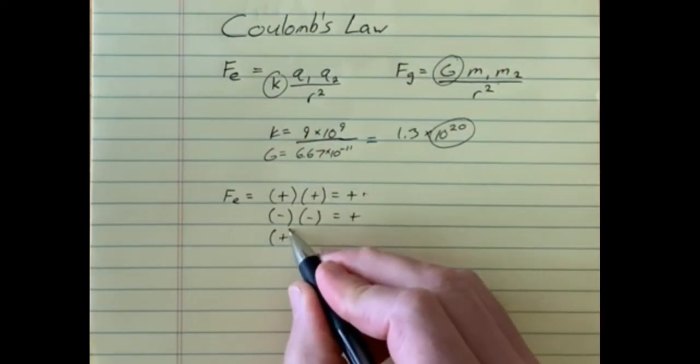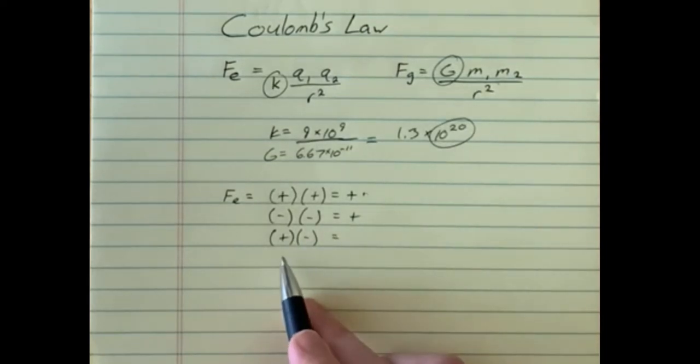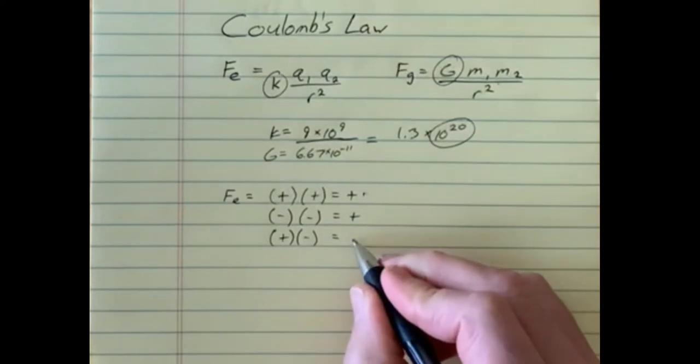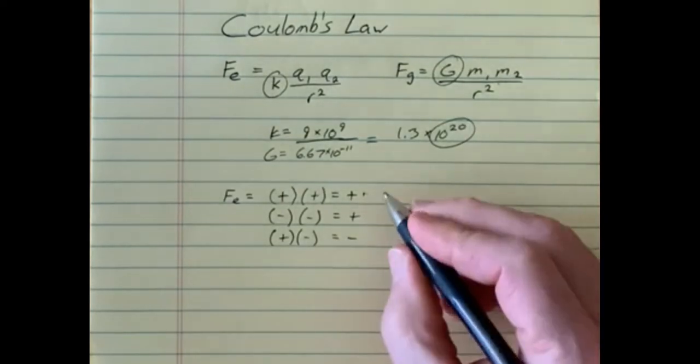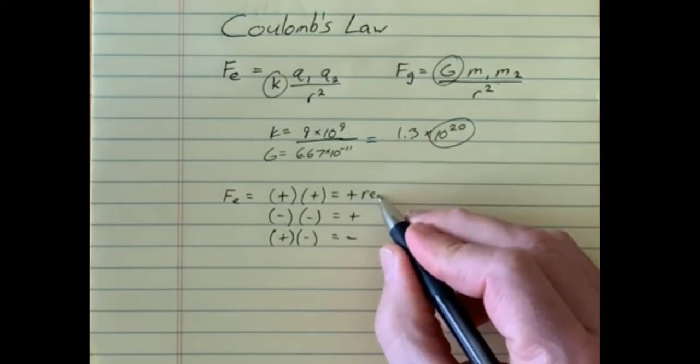And what we'll see, this goes back to basic middle school multiplication. If you multiply a positive number times a negative number, you're going to get a negative number. So when you have like charges, they will repel each other.